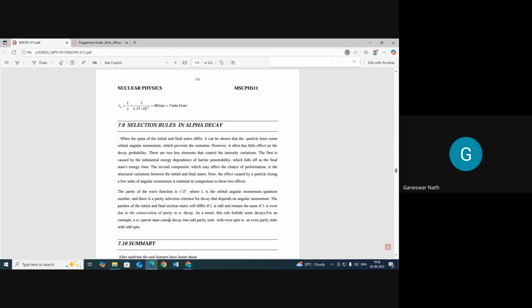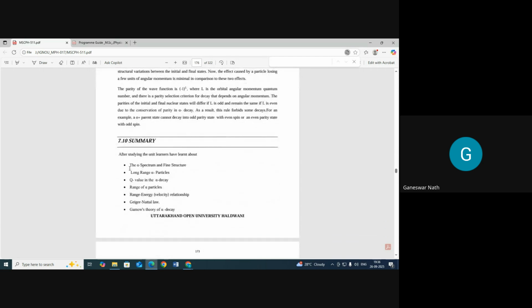So, due to the conservation of parity in alpha decay, this rule forbids some decays. For example, a parent state with even parity cannot decay into an odd parity state when the spin is even, or an even parity state with odd spin. That means alpha decay is not possible from even to odd or odd to even; we can have even to even or odd to odd. So this is the selection rule that has to be obeyed by alpha decay processes in a nuclear reaction.